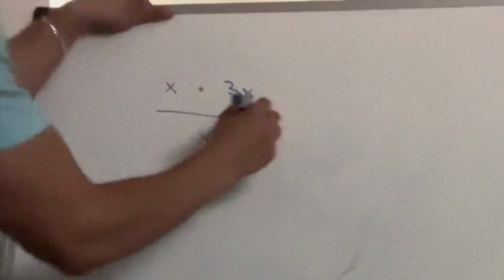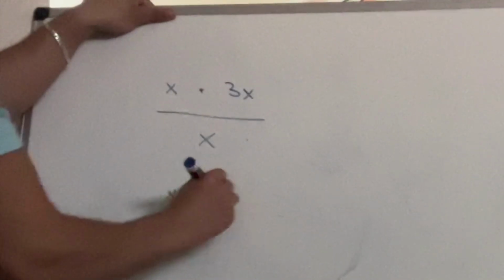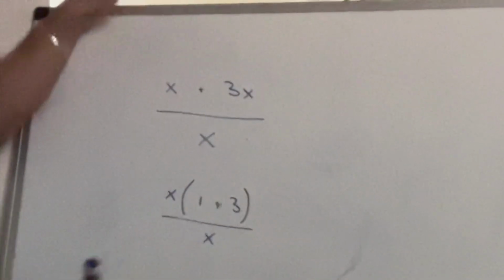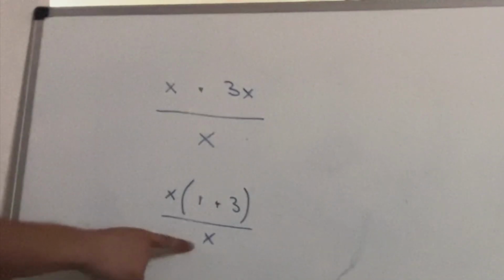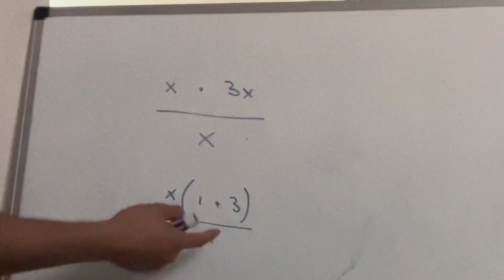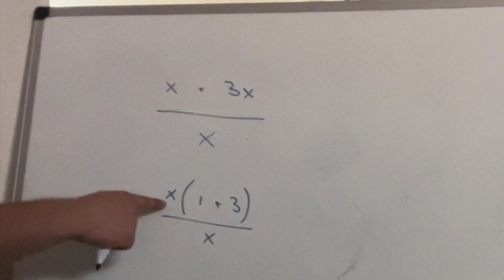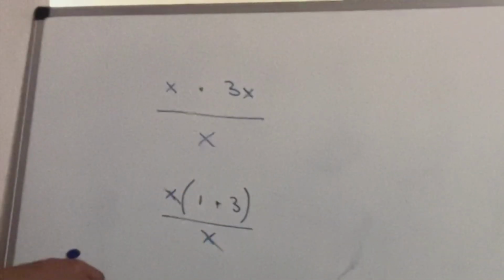So let's do that. So that's going to become x times 1 plus 3 over x. This x applies to each term, and this x on the bottom applies to everything on the bottom because it's the only thing there, right? So that means I could cancel this x with this x, right?